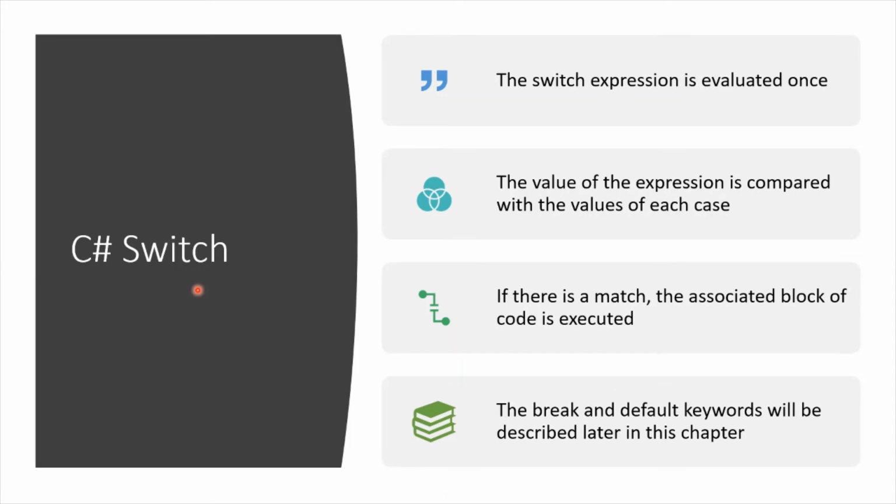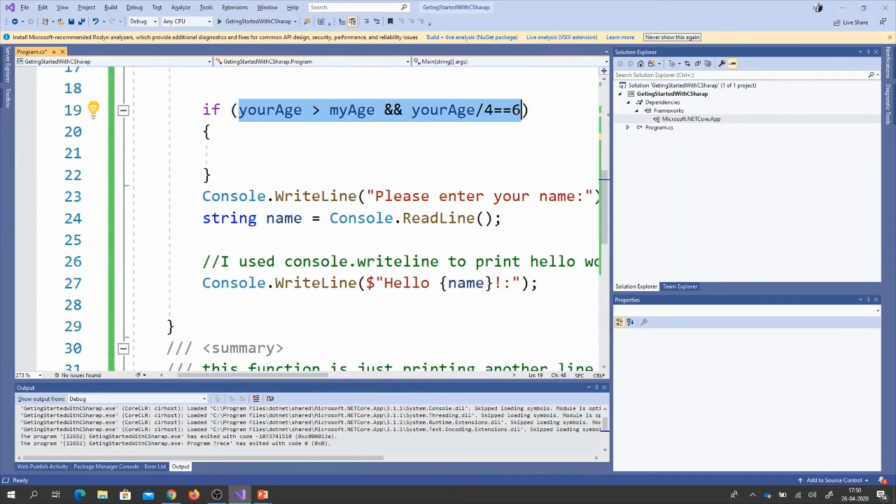The switch expression is evaluated once, and then the value of the expression is compared with the values of each case. If there is a match, the associated block of the code is executed, and the break and the default keywords will be described later in this chapter. Okay, so let's go for the practical example.